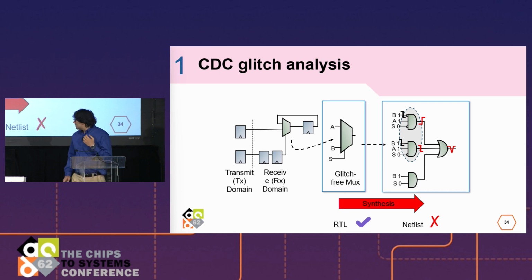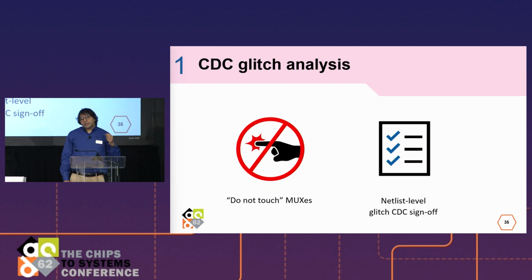There are 2 methods to avoid these kinds of silicon issues. First, at RTL level, do a CDC sign-off and identify the muxes and mark them do not touch in your synthesis and optimization flows. And second method is to do a netlist level CDC sign-off with the glitch rules turned on.